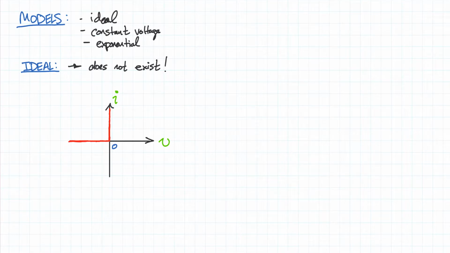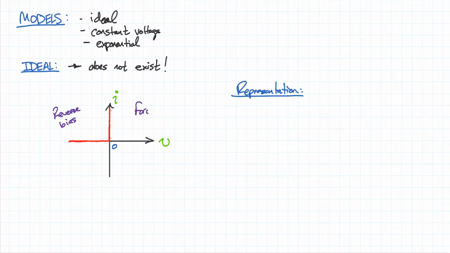So how do we represent it? Let's talk about the representation of these two characteristics. We call this region the reverse bias. So this is reverse bias, and this is forward bias.